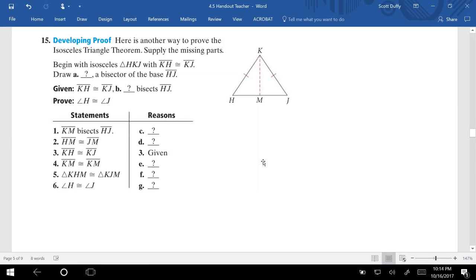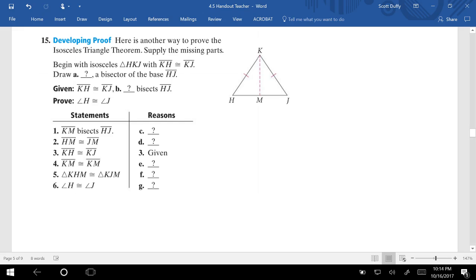We're going on to number 15 in this video. Developing proof. Here's another way to prove the isosceles triangle theorem. Supply the missing parts. Begin with isosceles triangle HKJ with KH and KJ being congruent. Draw what? The bisector of base HJ.